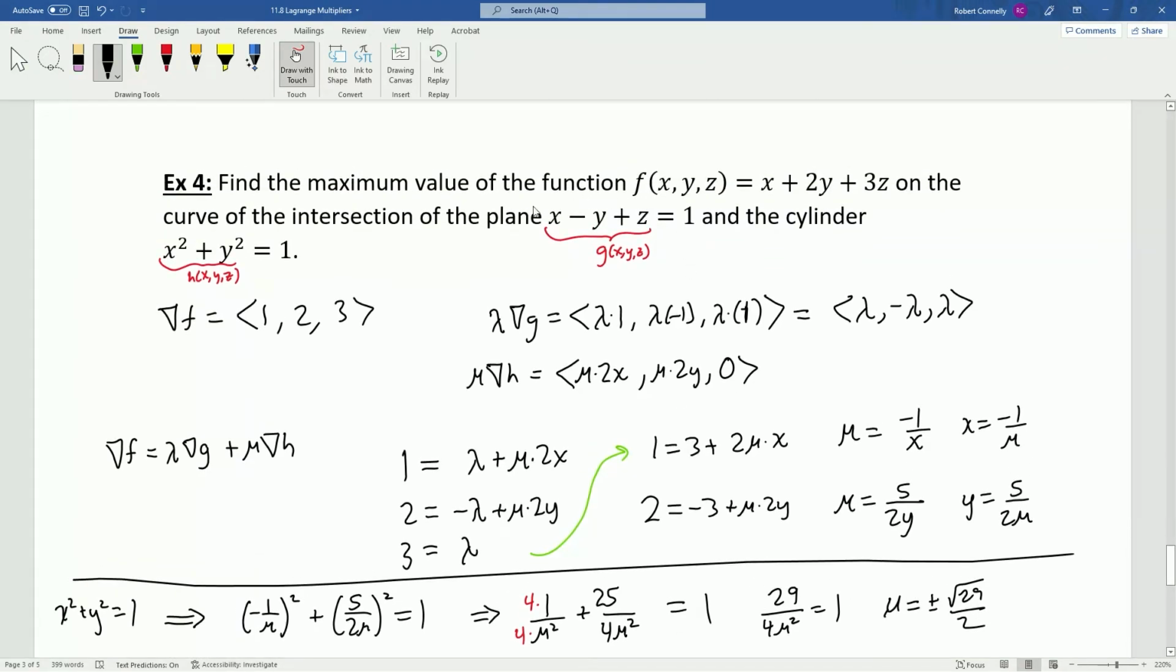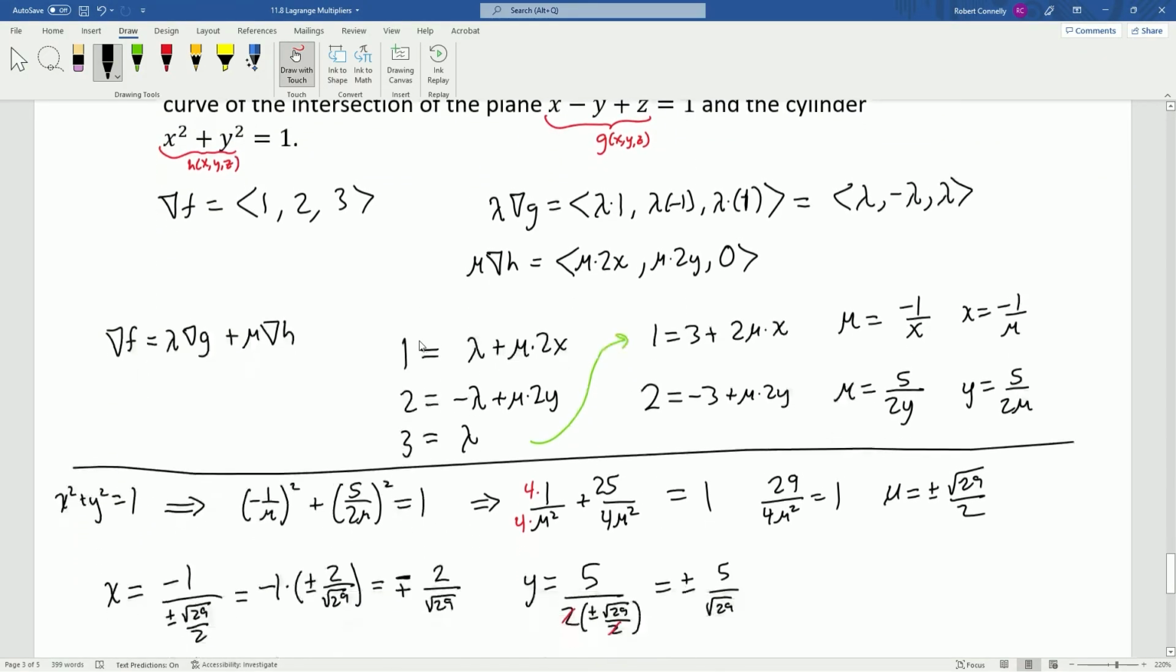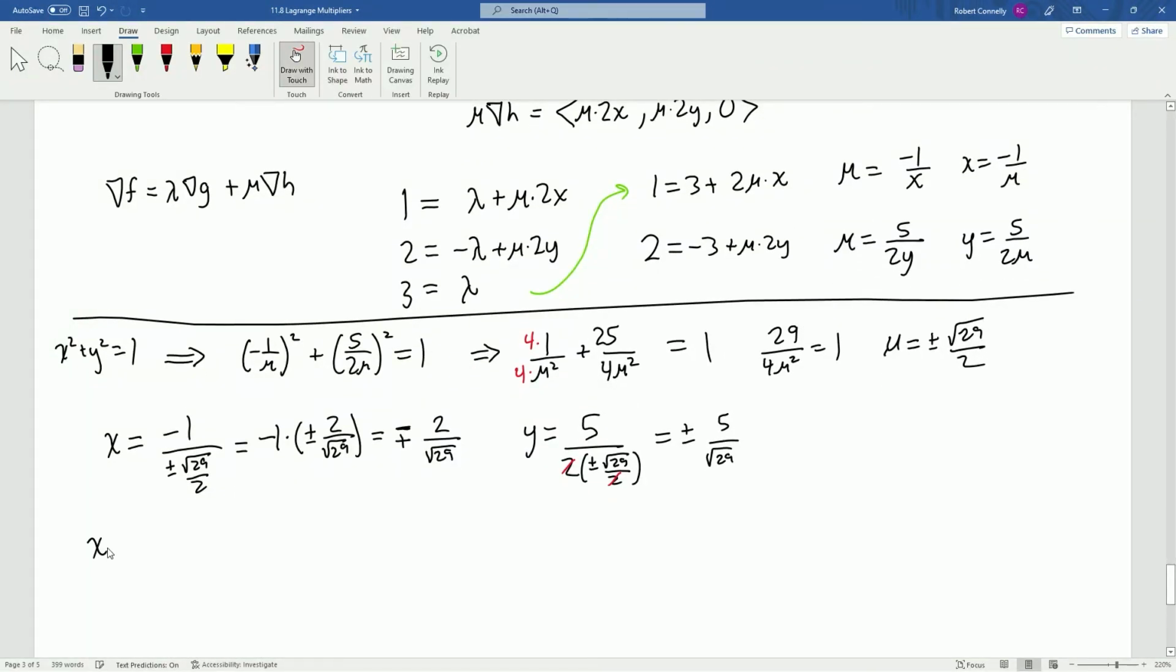Okay, so now we can use our other constraint, x minus y plus z equals 1, to solve for z. So negative 2 over root 29 minus a positive 5 over root 29 plus z equals 1. So that's negative 7 over root 29. Add that across, I get z equals 1 plus 7 over root 29.